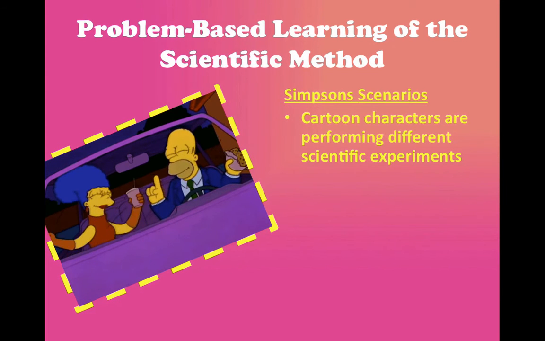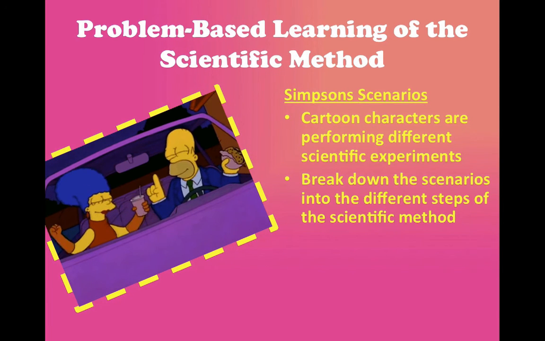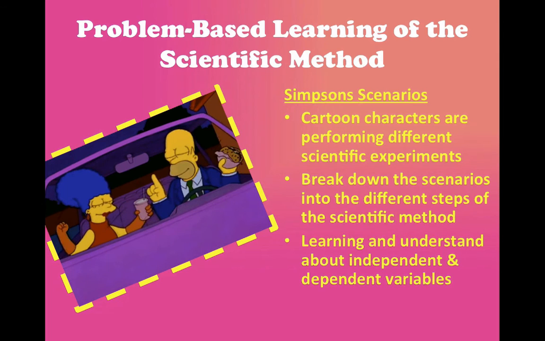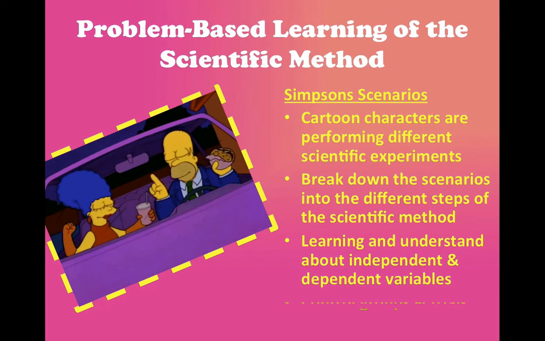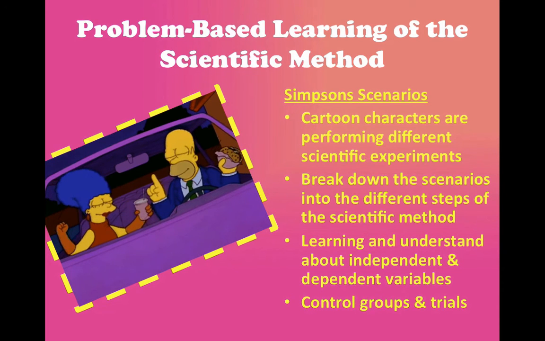The different characters are performing different sorts of scientific experiments. Once again, all of the experiments that these characters are involved with involve using the steps of the scientific method. The students also get a chance to learn about independent and dependent variables, along with understanding what a control group is and how many different trials the cartoon characters did.